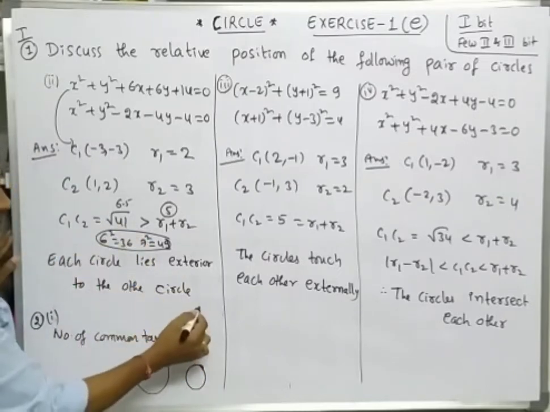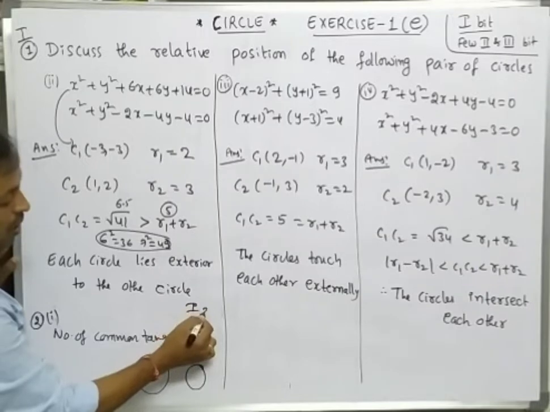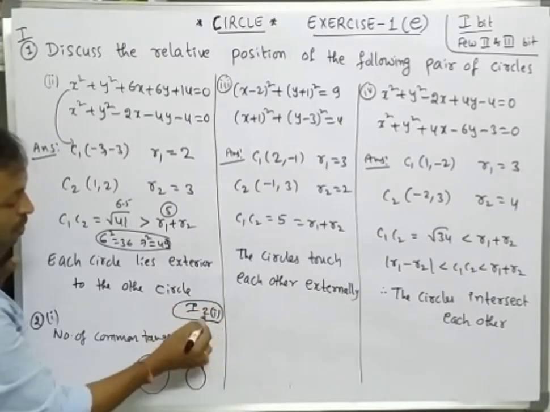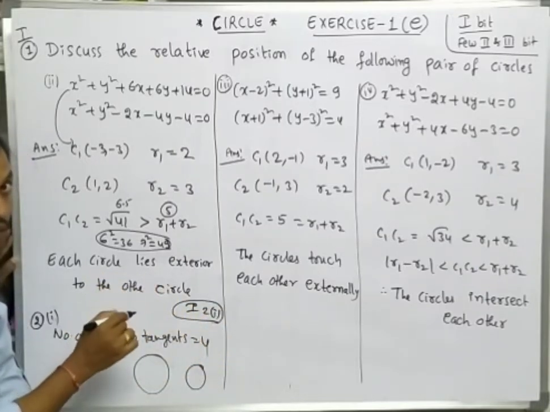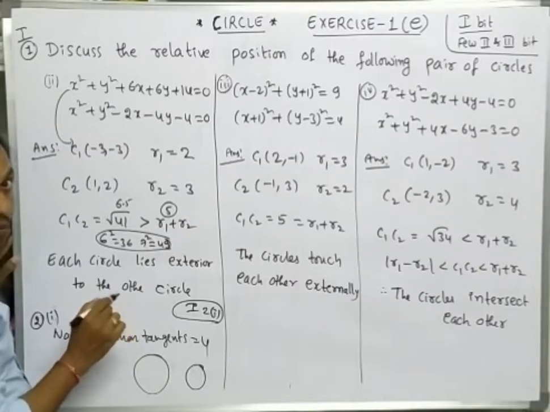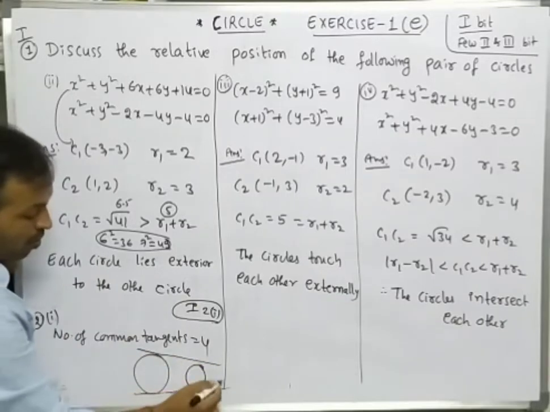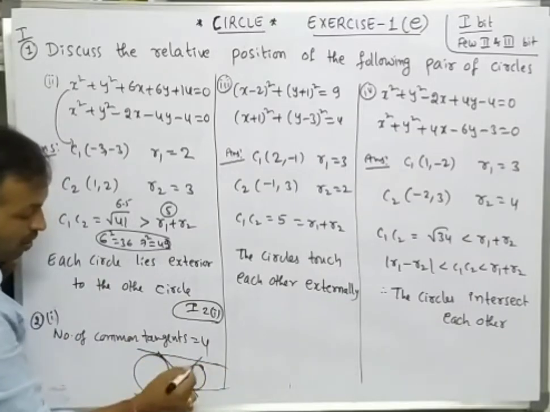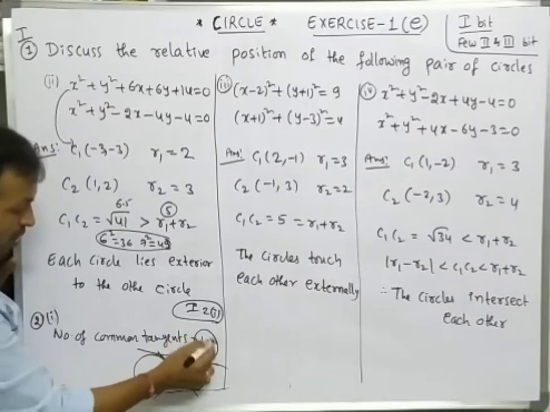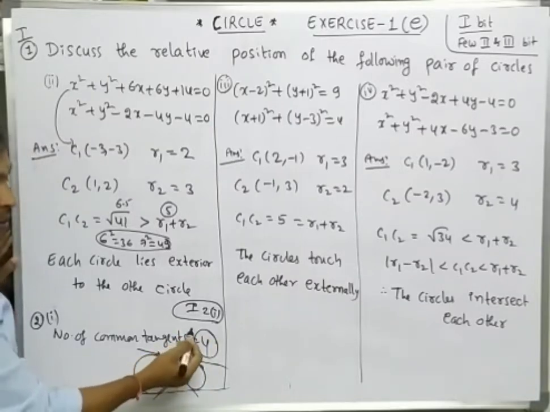In the second bit, the first problem is the same problem, but the condition is to find the number of tangents. As c1 c2 is greater than R1 plus R2, we have two direct common tangents and two transverse common tangents. The total number of common tangents is 4.